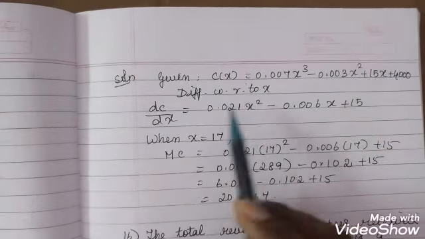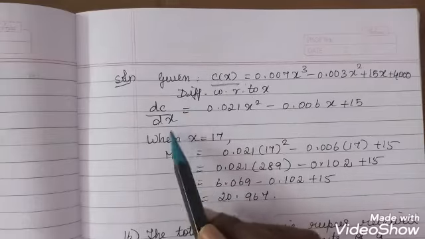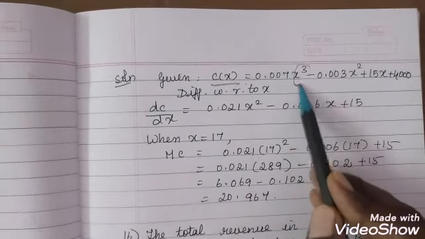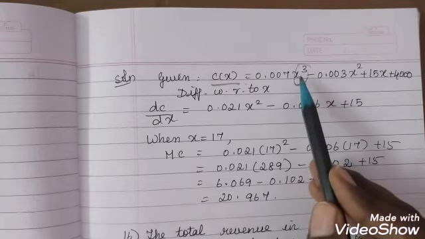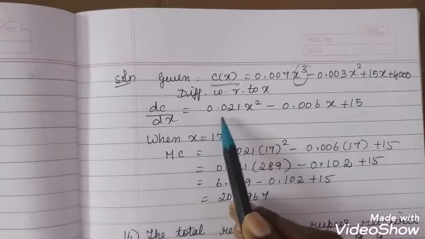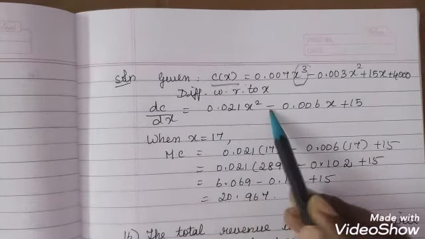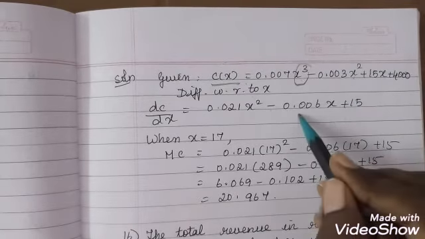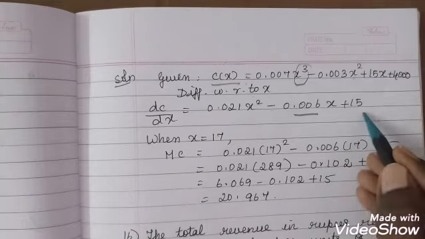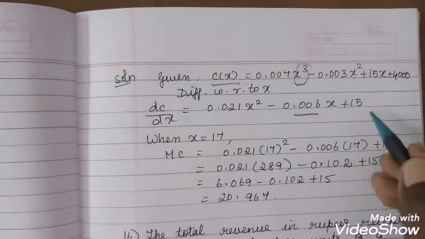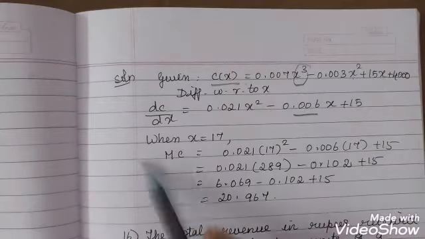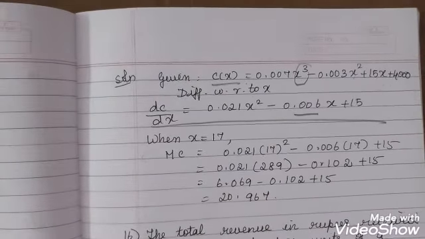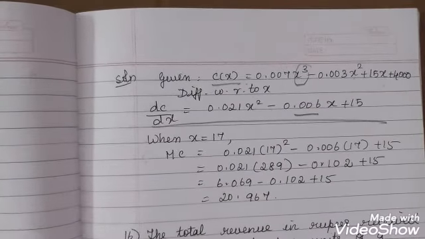Now differentiate with respect to x. What will you have? dC by dx is equal to, differentiation of x cube is 3x squared, and that 3 multiplied gives 0.021 x squared, minus, differentiating x squared gives 2x, so 2 into 0.003 is 0.006x, plus 15, plus differentiation of 4000 gives 0. So you have found the marginal cost. Remember children, marginal cost is nothing but dC by dx, that's all.